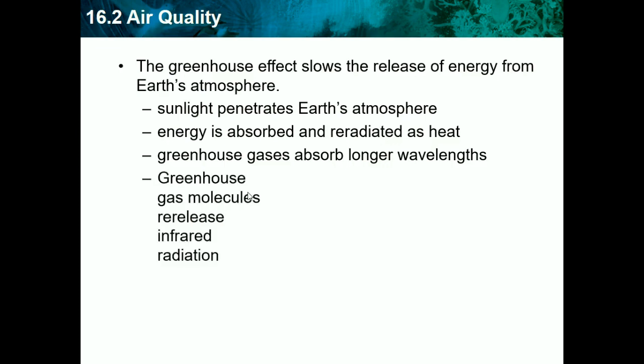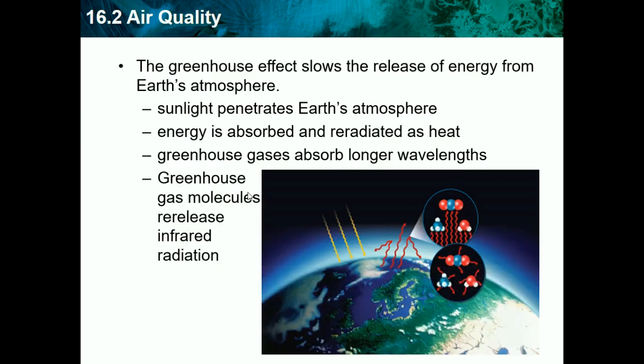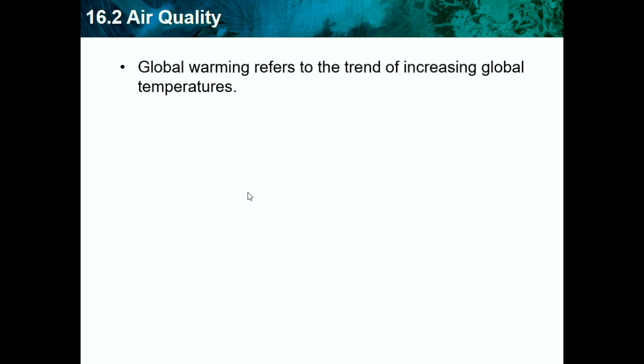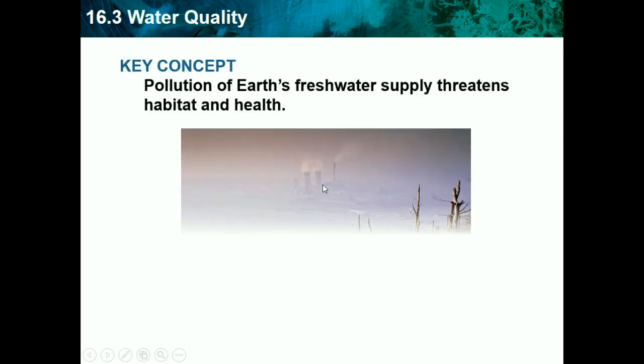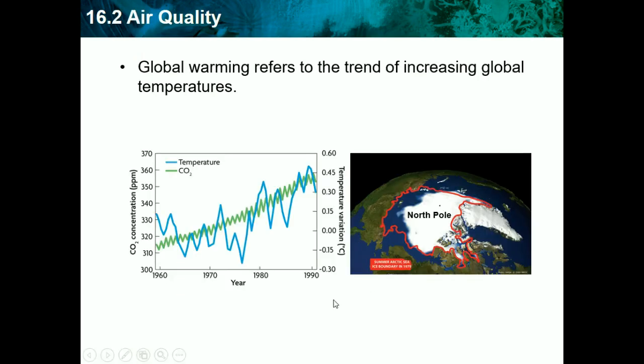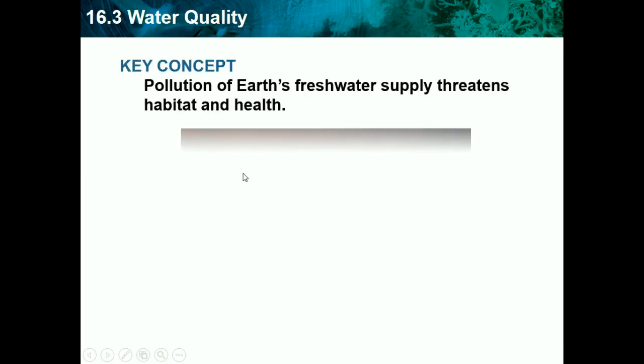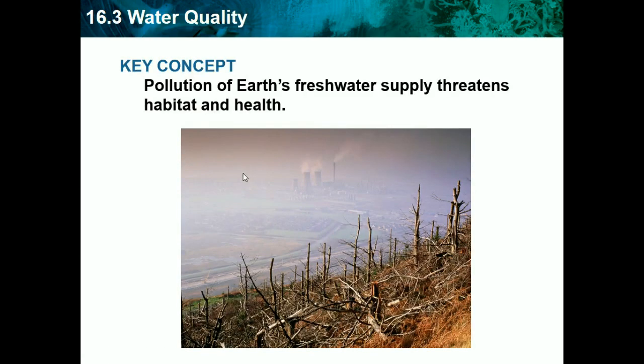Greenhouse gas molecules release infrared radiation. Okay. So global warming refers to the trend of increasing global temperatures. As we see here, slowly our temperatures keep rising. And global warming also is melting our north and south poles, and it's really bad for the polar bears living up there and other animals.